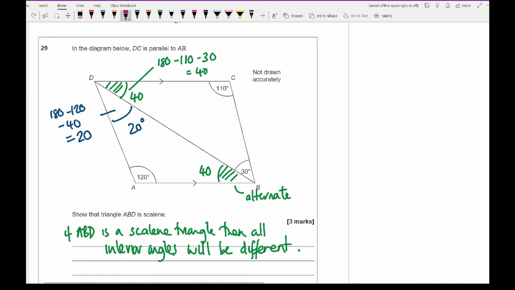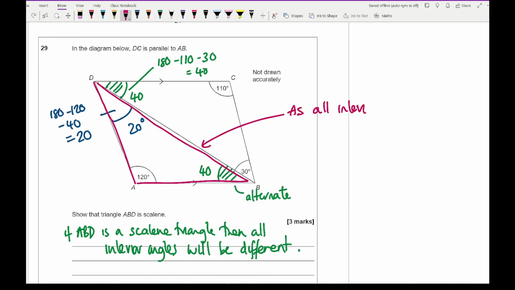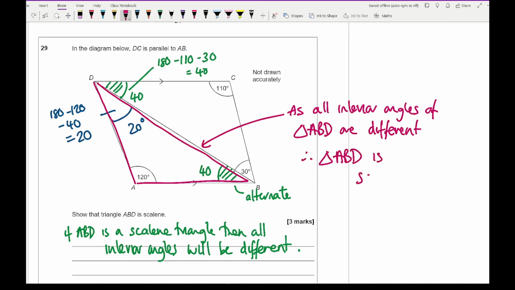So then looking at this triangle here, ABD, we can see that all the angles are different. So as all interior angles of triangle ABD are different, therefore triangle ABD is scalene. And there we go.